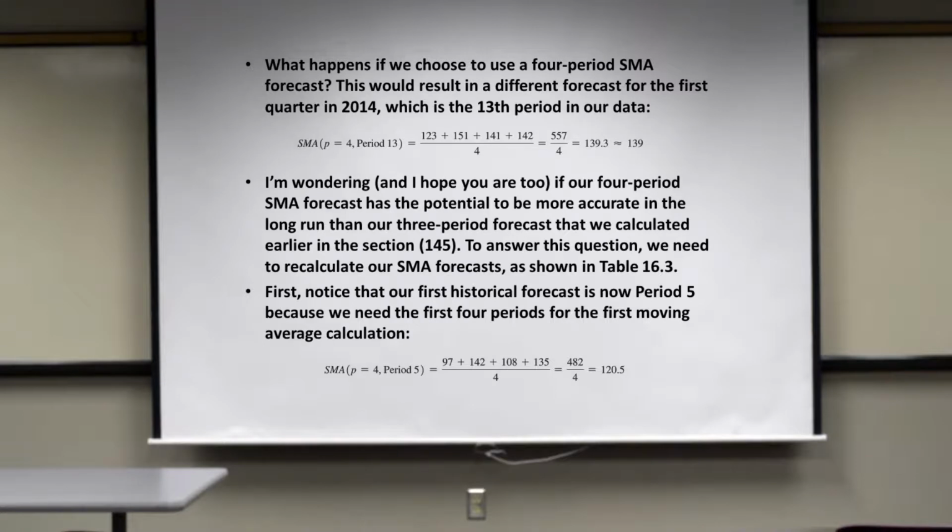To answer this question, we need to recalculate our SMA forecast as shown in table 16.3. First, notice that our first historical forecast is now period 5 because we need the first 4 periods for the first moving average calculation.